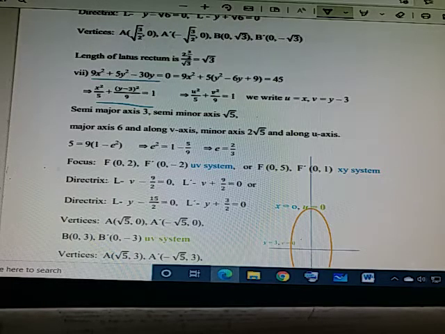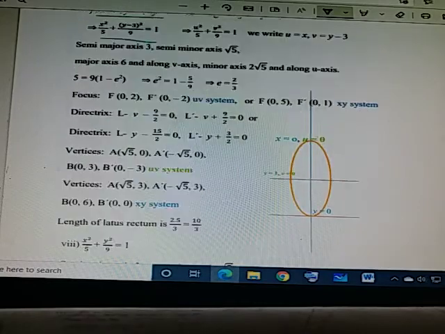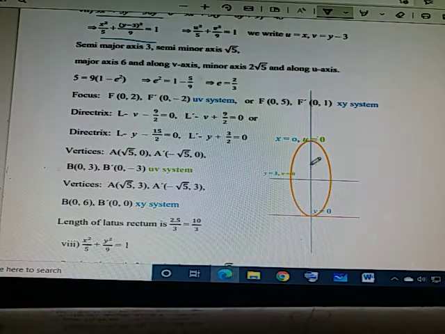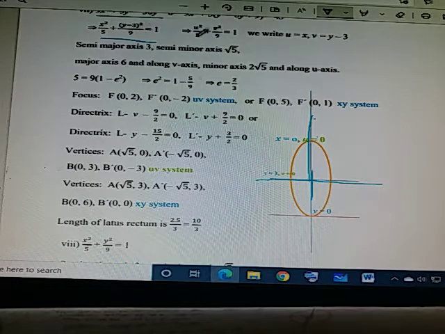So standard equation, when you are changing the axis. So in terms of UV, this is your UV axis. This is V equal to 0, this is U equal to 0. So this is the coordinate system. So it is the ellipse with major axis 3 and minor axis root over 5. 3 is along this axis. So this is our ellipse, major axis along this one. So we are tracing this one.